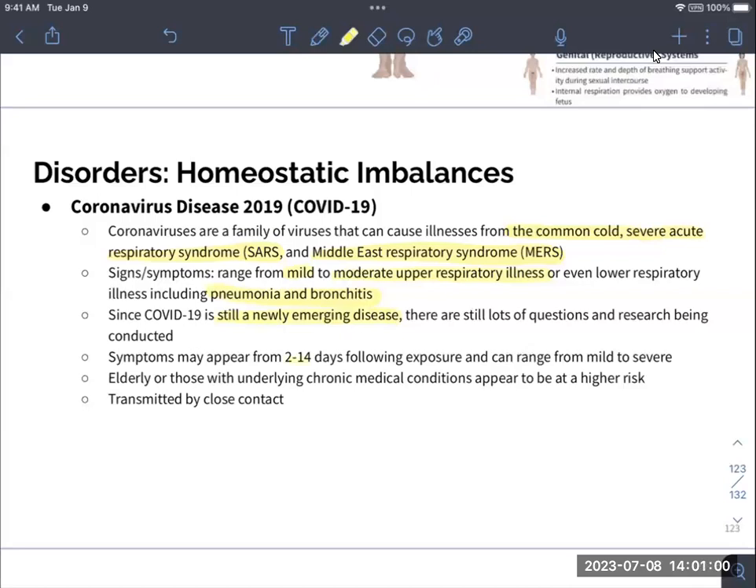What we do know is it takes 2 to 14 days for symptoms to actually appear after you have been exposed. From there, symptoms can be mild to severe. People who already have some sort of chronic condition, they are at higher risk of having more severe cases. It is transmitted through close contact.